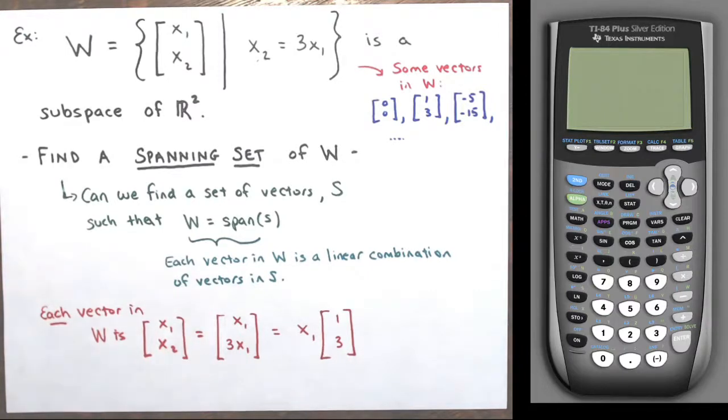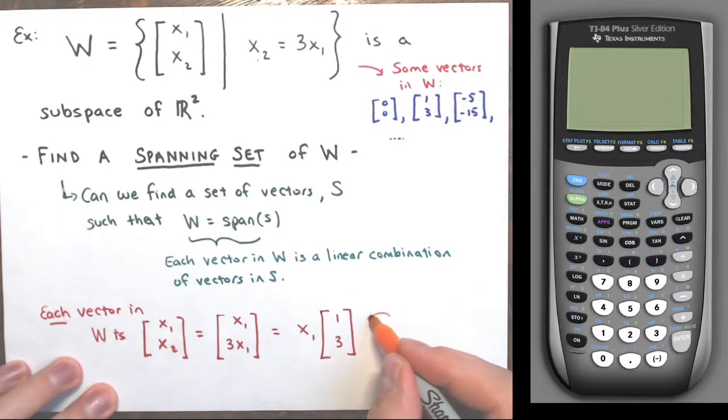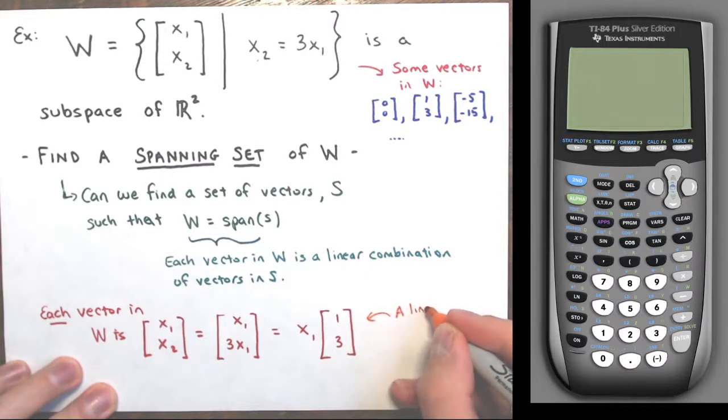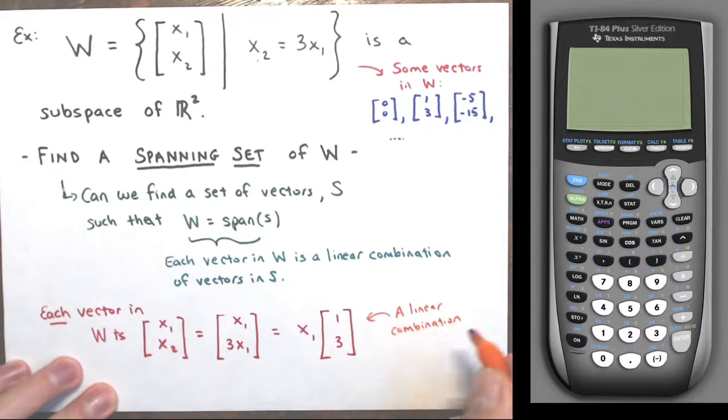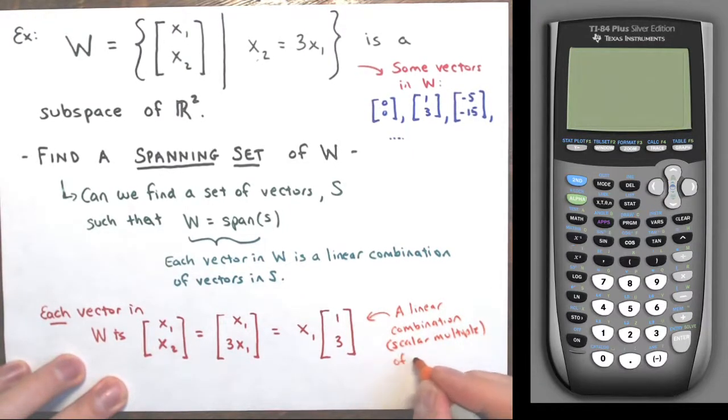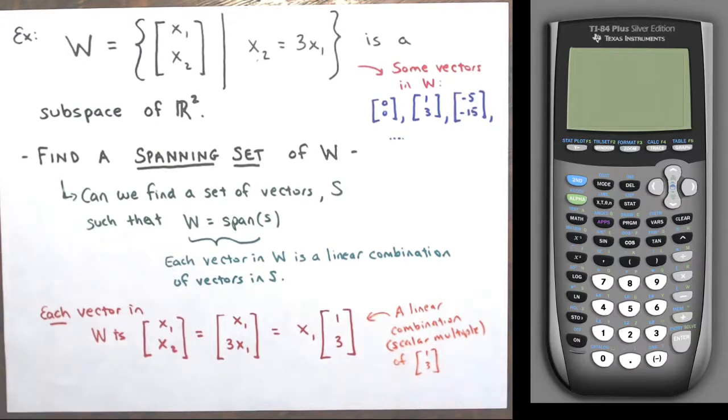Right? This is a scalar multiple of 1, 3, a linear combination of the vector 1, 3. Because again, a linear combination when there's only one vector is simply a scalar multiple. Right, so a linear combination, scalar multiple, in this case, because there's only one vector, of 1, 3. So that tells me that every single vector in W is just a linear combination of 1, 3, meaning that W equals the span of this set here, the set with 1, 3 in it.